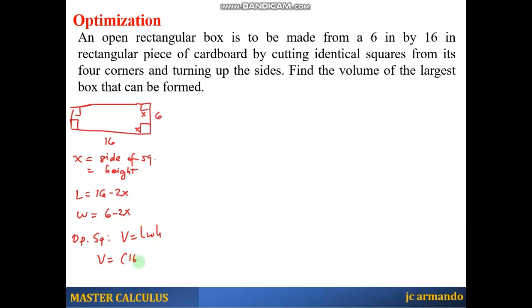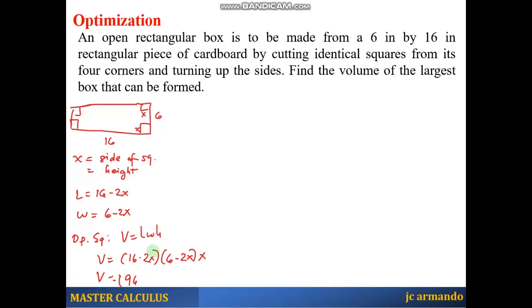16 minus 2x. Ano ba yung ating width? 6 minus 2x. Ano yung x? Yung height, x. So, ang mangyayari dyan ay i-multiply lang natin. So, we have 16 times 6, that is 96.